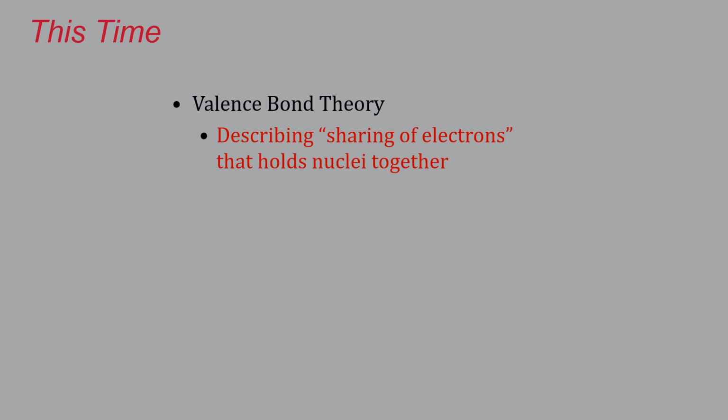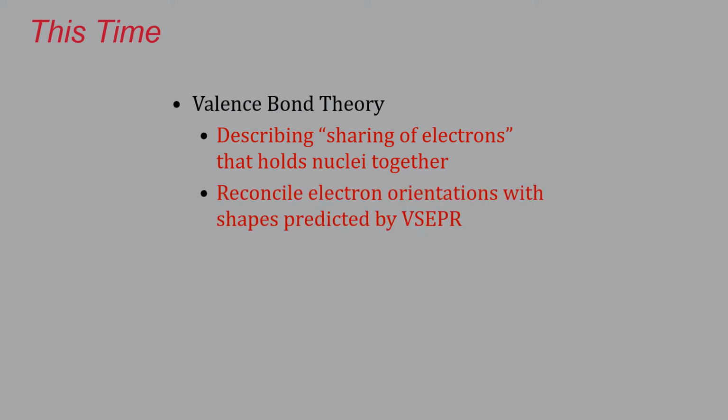So today we're talking about valence bond theory, and this is the formal way that we describe exactly how electrons are shared and how they're physically placed in a way that holds nuclei together, which is how we've been talking about bonding the whole time. What's new is that I'm going to bring up a possible problem with what we know about electron shapes and orientations, and the shapes that I told you molecules take with VSEPR last time, and then reconcile them.